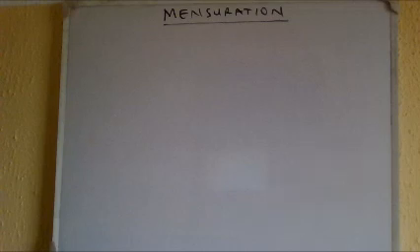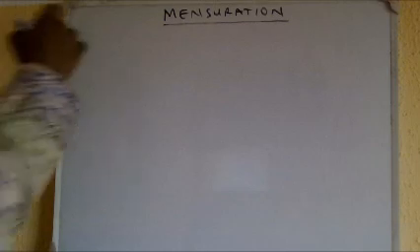Today's lesson will be on mensuration, where we'll break down perimeter, area, and volume in the simplest form. By way of introduction, mensuration is a branch of mathematics that deals with the measuring of lengths, areas, and volume of different shapes and objects.